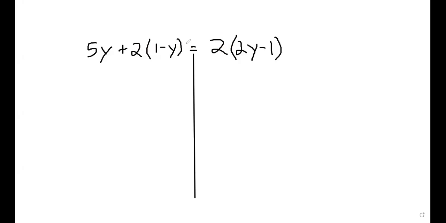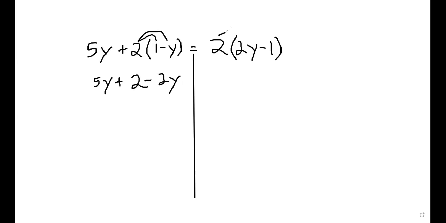So how do we do that? Well, it's going to be 2 times 1 and then 2 times negative y. So that's going to equal 2 minus 2y, okay? And then we'll bring down this 5y over here, all right? And then it was a positive 2. Okay, so notice how we got rid of the parentheses. So we're getting closer to our answer.